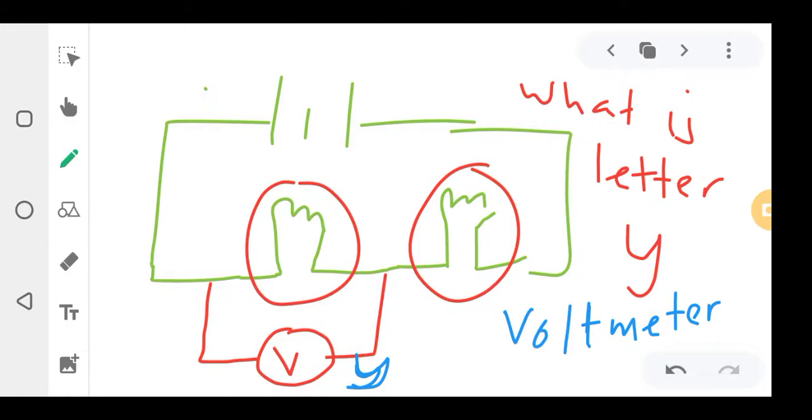That's how you know it's a voltmeter, because the voltmeter is always across the bulb like this. So this is the voltmeter. They say, what is letter Y? The voltmeter. They will not tell you.